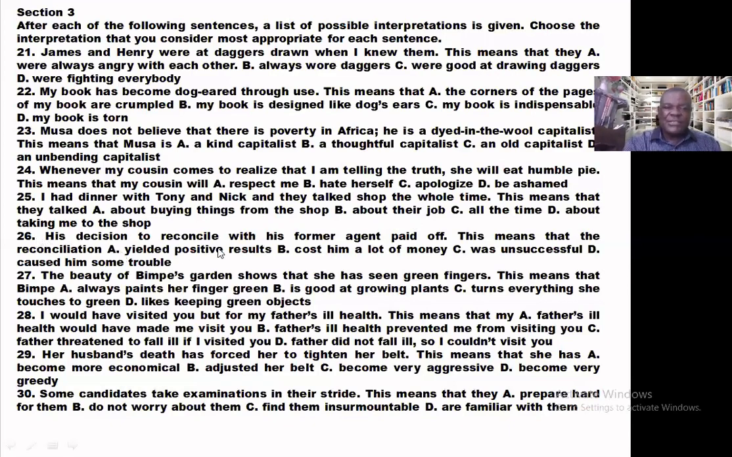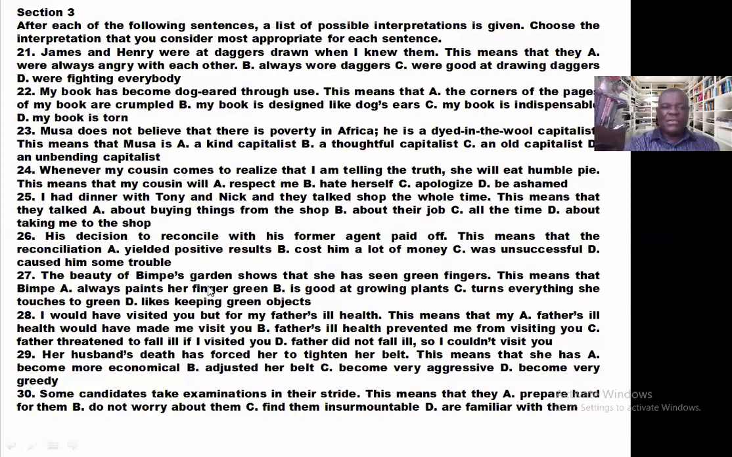26, his decision to reconcile with his former agent paid off. If something pays off, it works out just the way you expect it. It succeeds, literally, so to say, all right? This means that the reconciliation yielded positive results. Quite correct. Cost him a lot of money, no. Was unsuccessful, no. Cost him some trouble, definitely no.